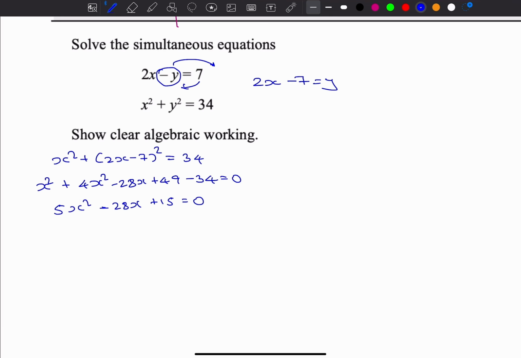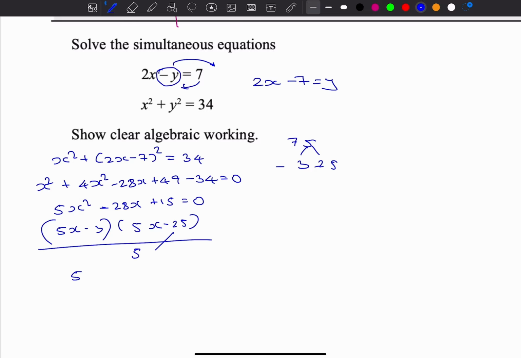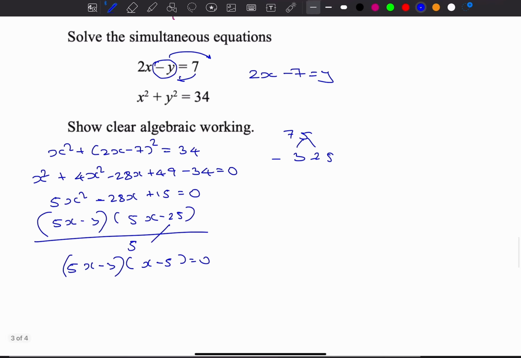Can I divide by a number? Not really. 5 times 15 is 75. Factors of 75 that make 28: 3 times 25, minus minus to make it minus 28. 5x minus 3, 5x minus 25. I can divide everything by 5. That will divide it here. 5x minus 3, x minus 5 equal to 0. So you got two answers: x is positive 3 over 5, or x is positive 5. Chuck it into this equation.